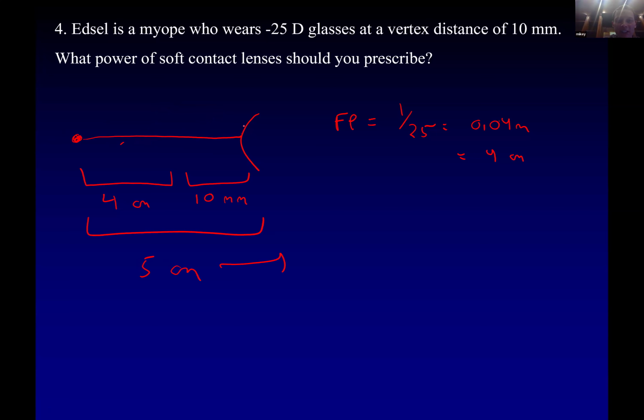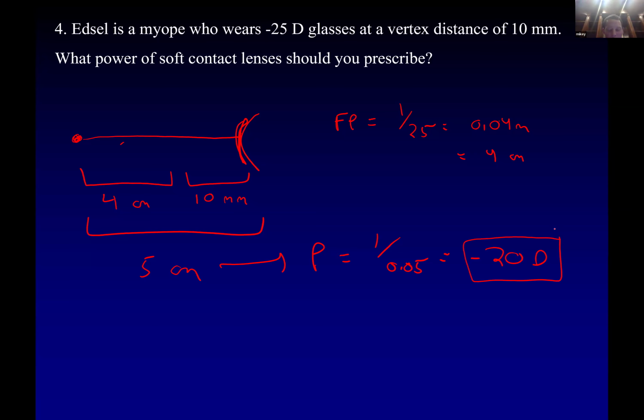And so I need parallel light to hit this, and for this contact lens to focus it right there. To do that, the power of the contact is 1 over that distance, which in this case is 20, or minus 20, because it's the same sign as the glasses.